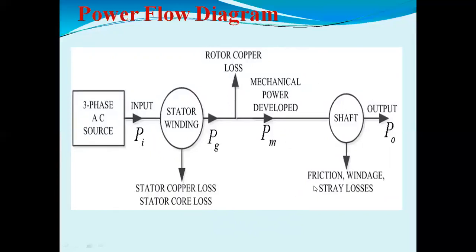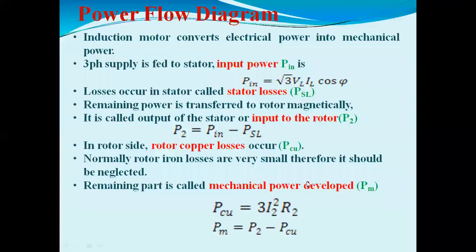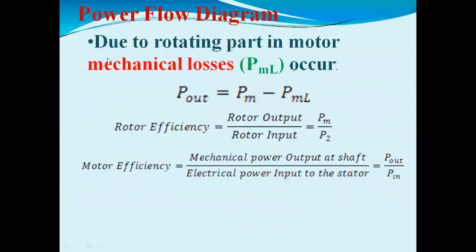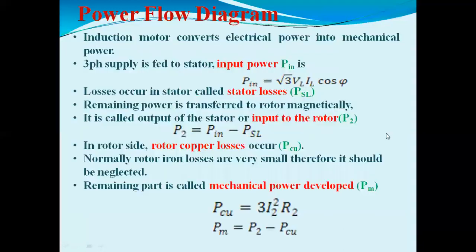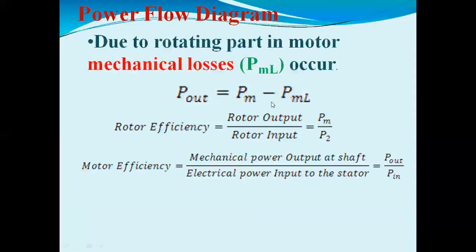From PM, the mechanical power developed, minus the friction and windage and the stray loss, we will get the output power. Due to the rotating part in the motor, mechanical losses occur. So the output power is PM minus PML, due to the rotating of the shaft. The mechanical losses are friction loss, windage loss, and the stray loss that we have already discussed. So in the shaft, PM minus these losses equals the output power. So P output is PM minus PML.